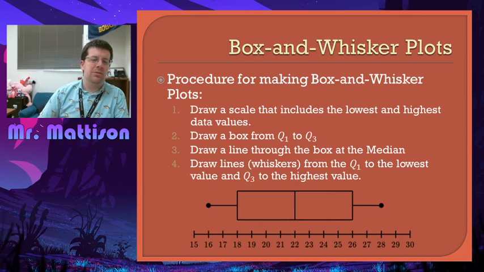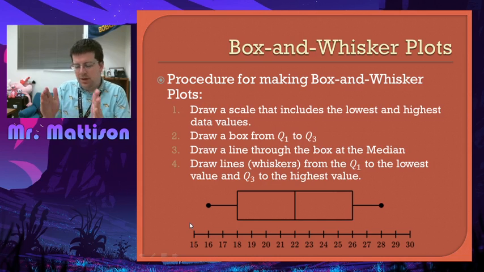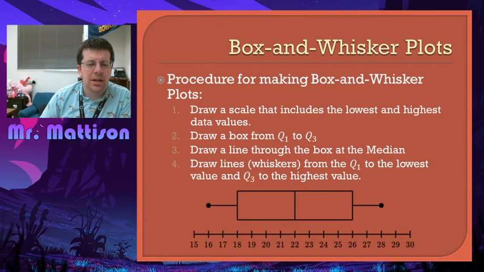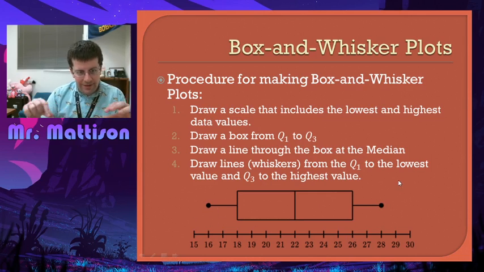You'll see ones where you have a crazy long whisker or a really, really short whisker or a really, really short box, all these different kinds of things. But it really just shows you, hey, here's where all of those particular values are at. So have the actual scale.